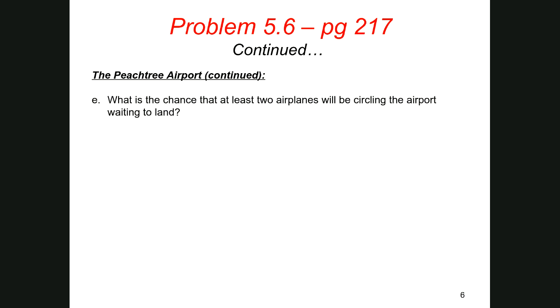And this is the question I want to add to this. What's the chance that at least 2 airplanes will be circling the airport waiting to land? And again, there's the key word, chance. So you know that it's a probability. And now what I want you to think about is what does it mean that there's at least 2 airplanes circling the airport. There's some other keywords in here. The first 2 keywords are at least. And then of course there's 2 airplanes circling.